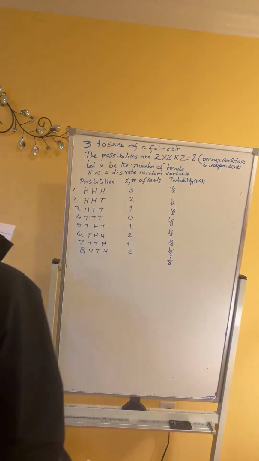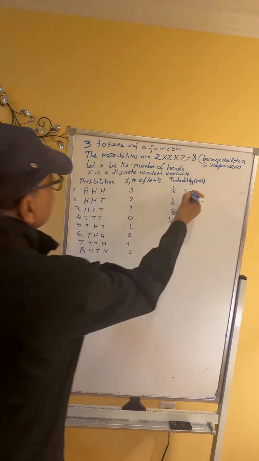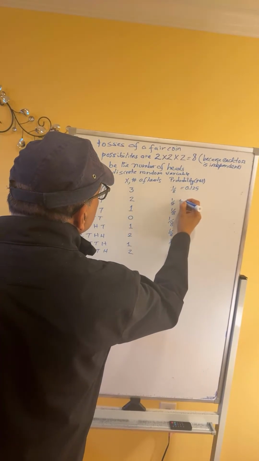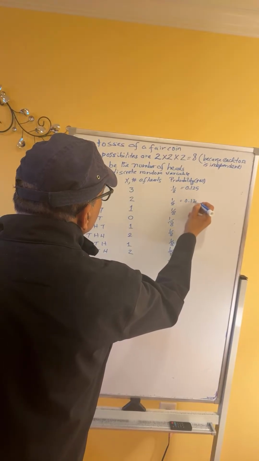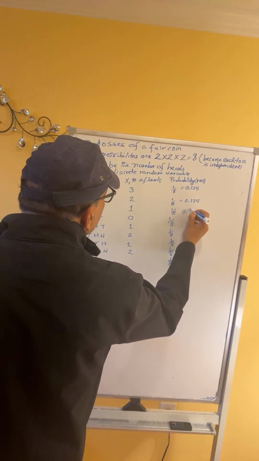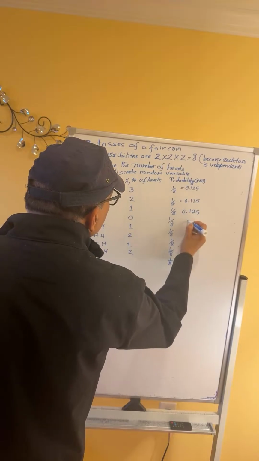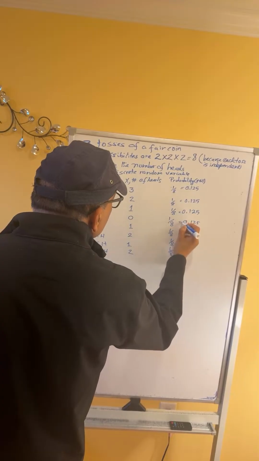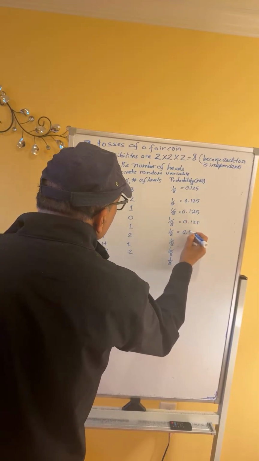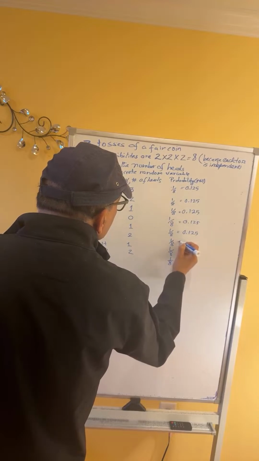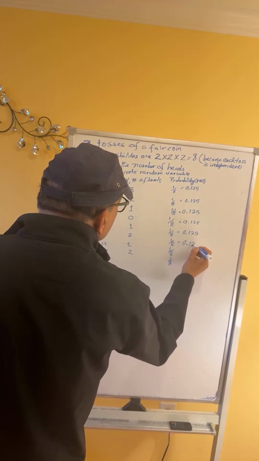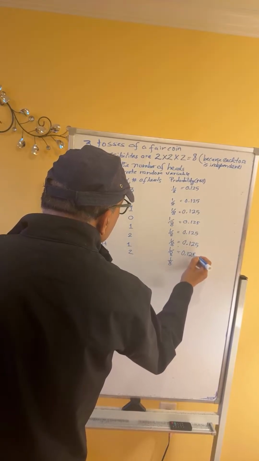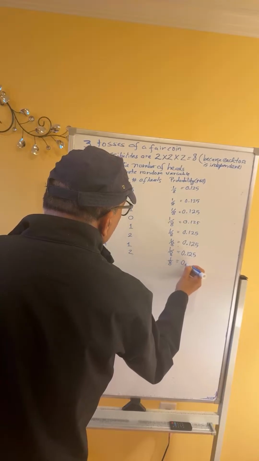Now this 1 out of 8, each of them is 0.125 if we use the calculator. So each of these probabilities is 0.125.